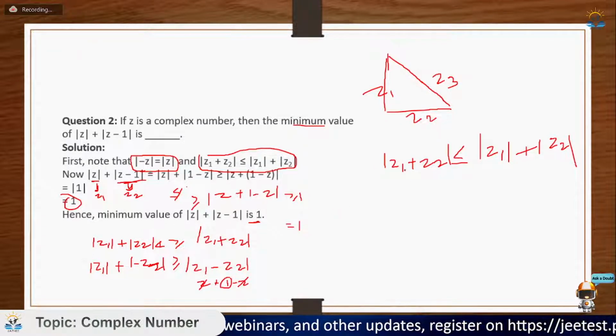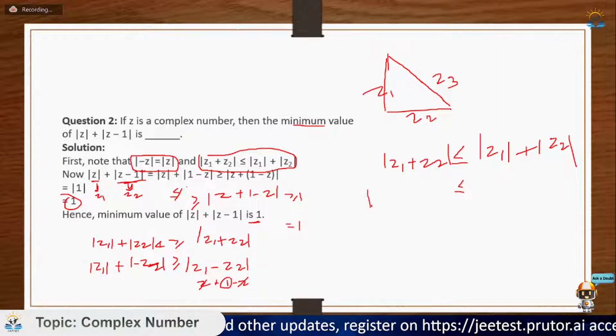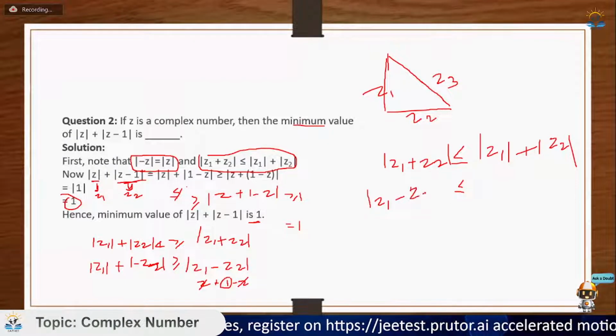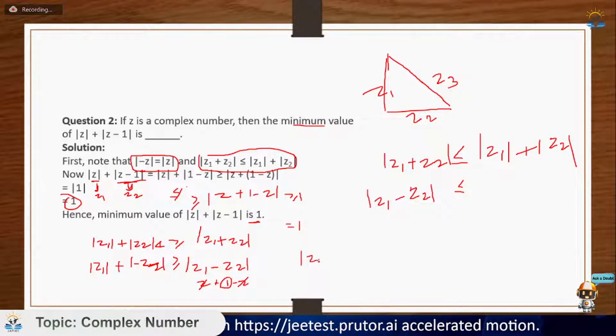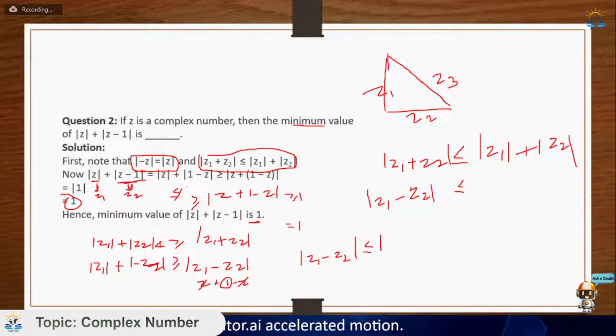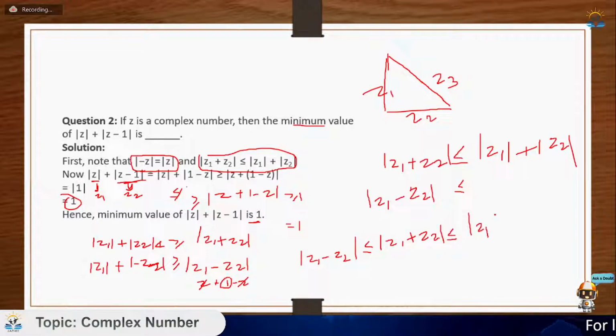Just remember this inequality. And you can also remember one more thing. This thing is always greater than or equal to mod of z1 minus z2. So this is the ultimate theorem: mod of z1 minus z2 is less than or equal to mod of z1 plus z2, which is further less than or equal to mod z1 plus mod z2.